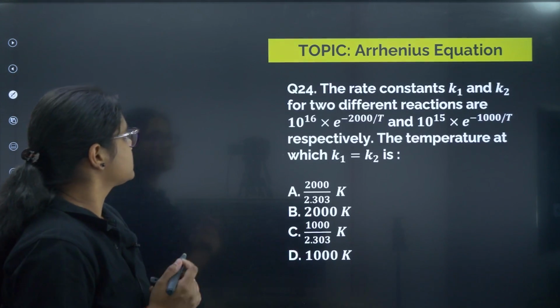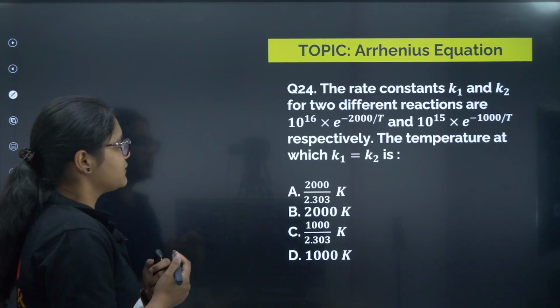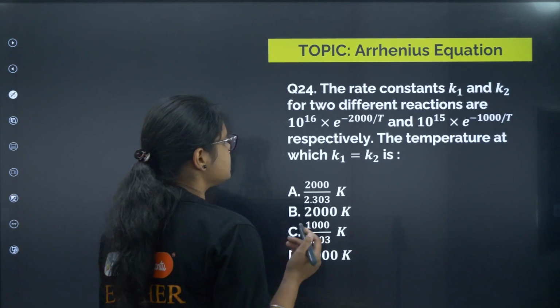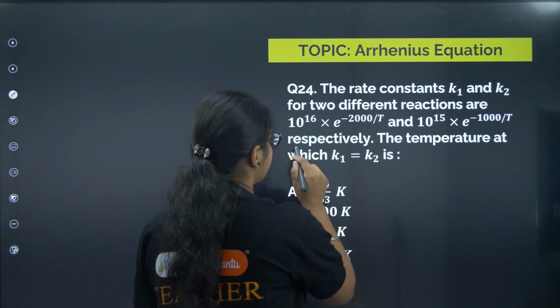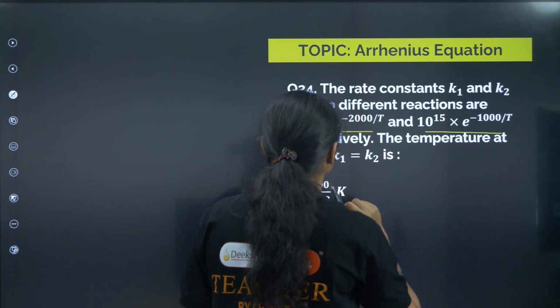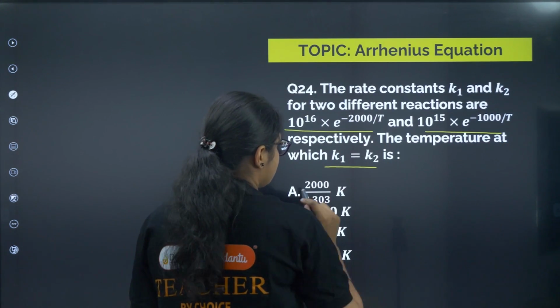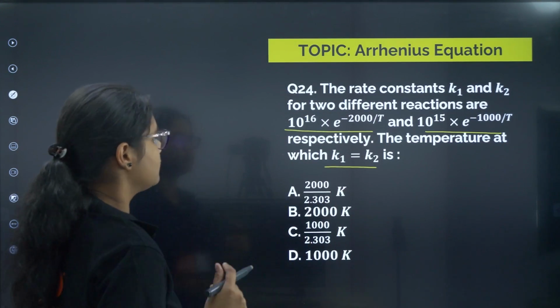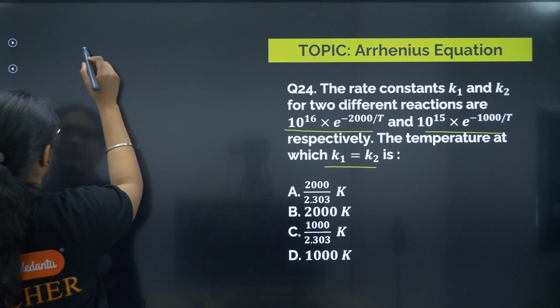Now let us go to the next question. Arrhenius equation questions we have got. The rate constants K1 and K2 for 2 different reactions are given. Find the temperature at which K1 is equal to K2. First of all, what is the K1 formula?